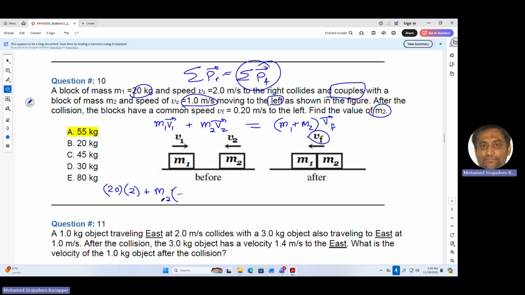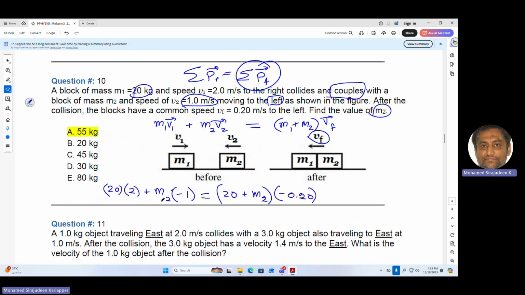So it will be negative 1 equals, after the collision, M1, we know what is M1, which is 20, and M2 we don't know. So we have to write the symbol for it, multiplied by VF. VF is also negative, so 0.20.